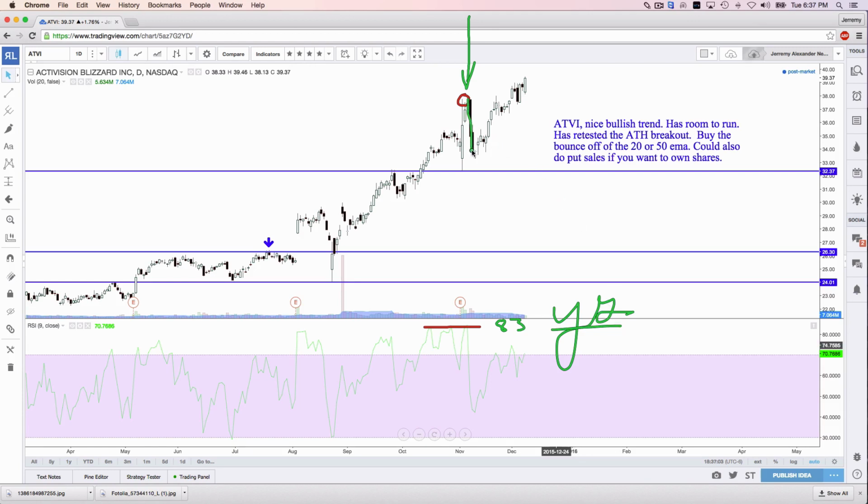So here's the pullback, and here is the RSI, the double bottom. There it is, and there's the pop. So that's the place to get in on Activision, not right there. Now, I know you're saying, Jeremy, this is hindsight, you're using the charts to your advantage. I realize that, but three months ago, or three weeks ago, or whatever, it's the same analysis that I had.